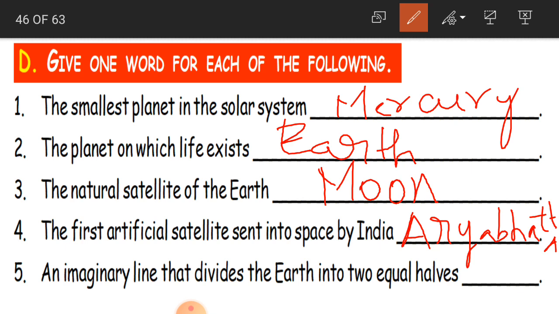Aryabhatta. Okay, children, this is Aryabhatta.